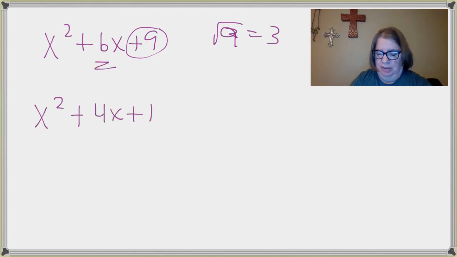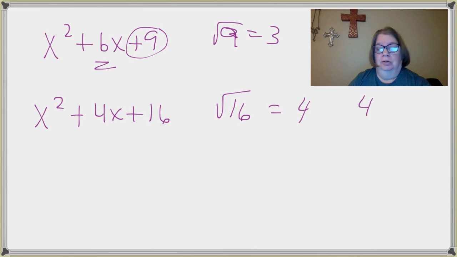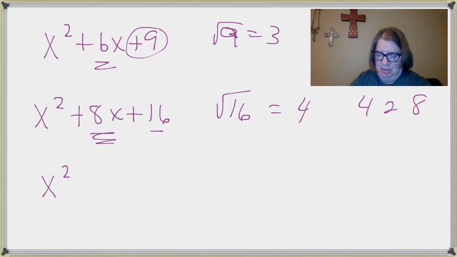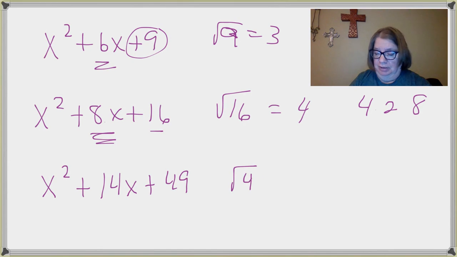X squared plus 8x plus 16 is a perfect square trinomial because the square root of 16 is 4, and 4 times 2 is, oh, I messed that one up. That should be an 8, because this is 2 times the square root of this one. What if I had x squared plus 14x plus 49? The square root of 49 is 7. 7 times 2 is 14. And that's called a perfect square trinomial.